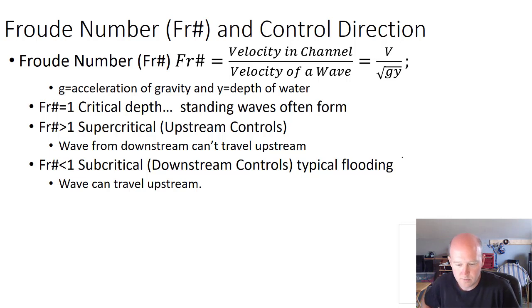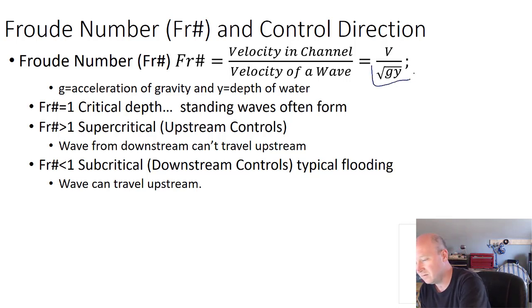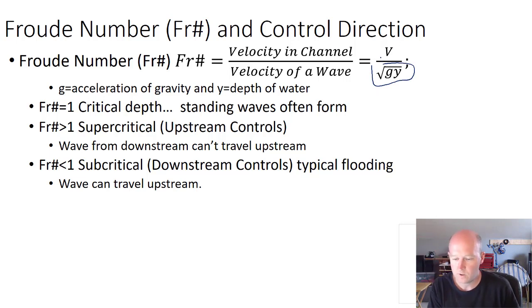Another thing that we need to be able to talk about is the Froude number, and the Froude number is a dimensionless unit. It's just the ratio of the velocity in the channel to the velocity of a surface wave. The equation for the velocity of a surface wave is the square root of gy, where g is acceleration and y is depth of water. So if the velocity in the channel is the same as the velocity of a wave, then we can say that the channel is at critical depth, or that a wave would be trapped. And so what often happens is you'll see standing waves form.